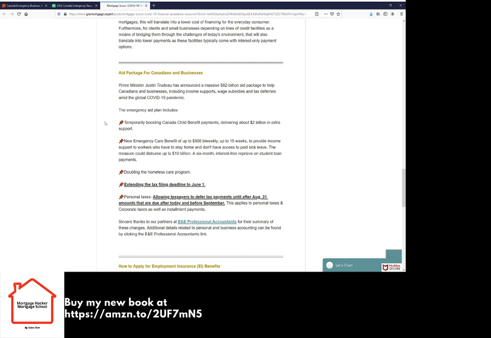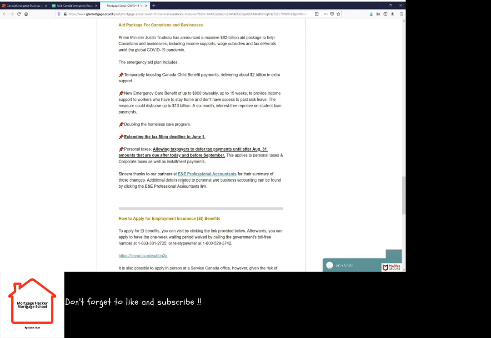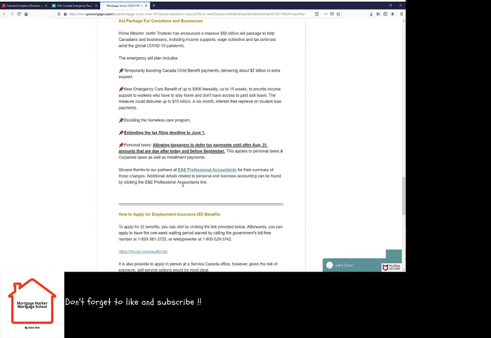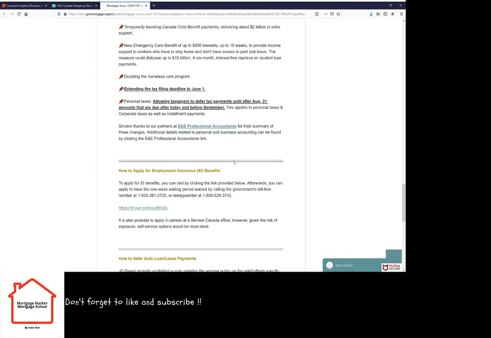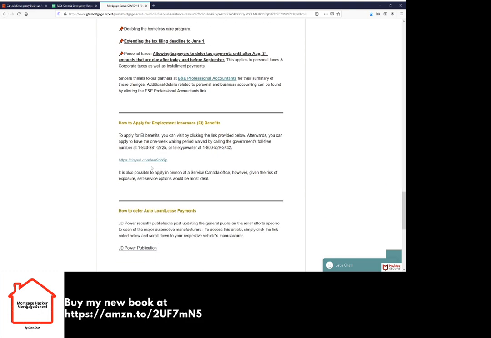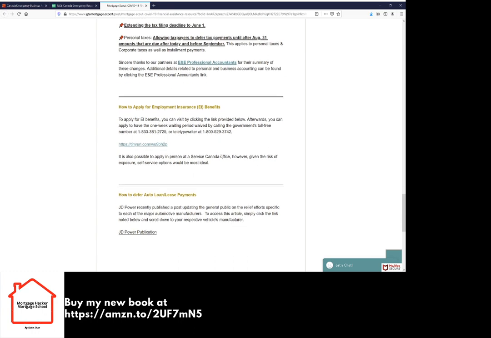I'm going to briefly talk about this also because this is changing every single day. They're going to boost the childcare benefit, so you will see more money coming in. This emergency care benefit was up to $900 biweekly, I think right now they changed it to $2,000. I'm going to talk about that after. Homeless care program, tax filing is extended and the tax deferred. And thanks to E&E Professional Accountant for the summary. This is a phone number and a website to get the EI benefit.